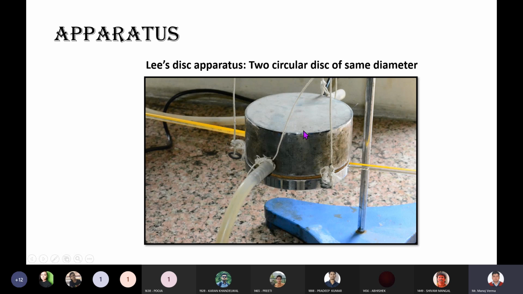Okay, the upper one is bigger, the lower disc is smaller, and the upper disc is hollow from inside, and there are two inlets. So there are inlet and outlet for steam. So steam will be coming from this direction, and steam will be circulating in this chamber A. The upper chamber I am calling chamber A.